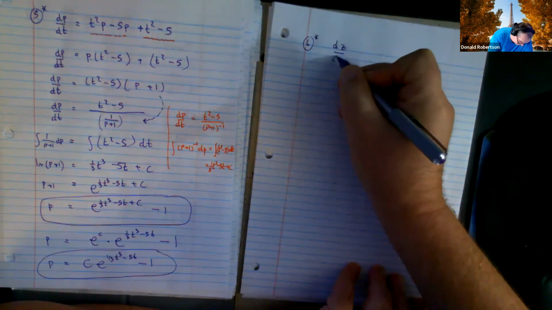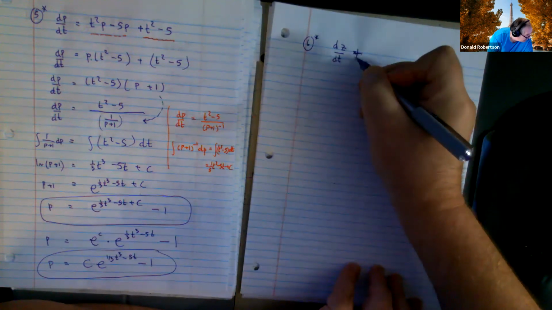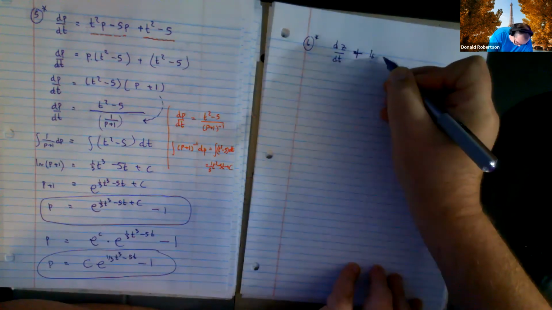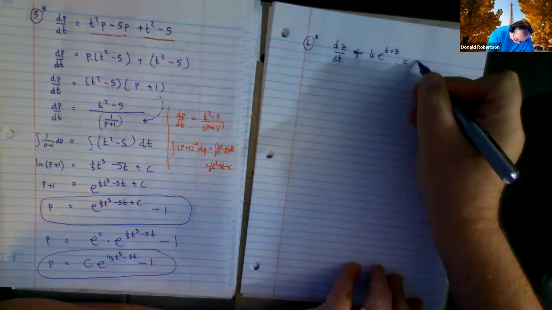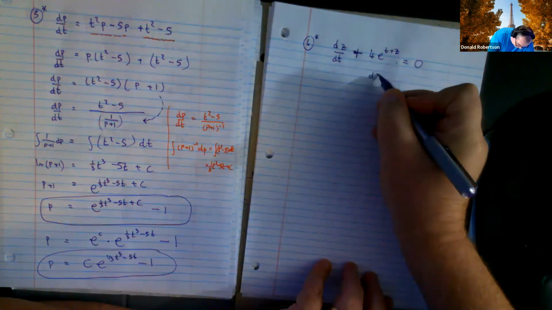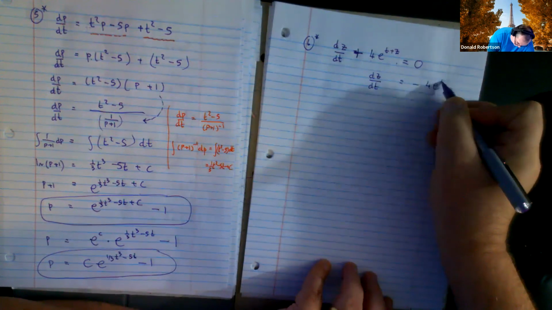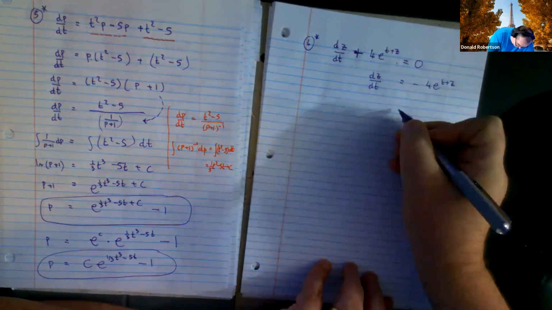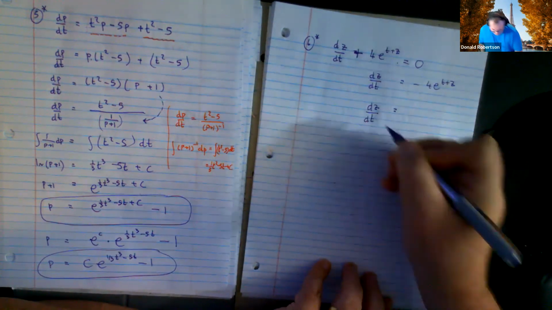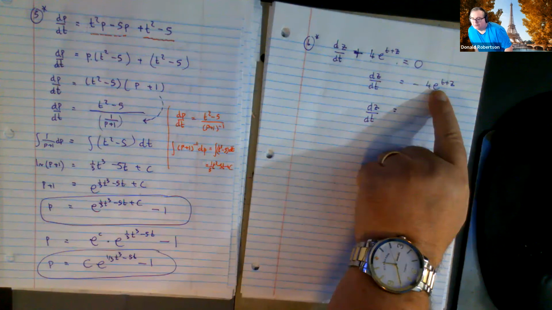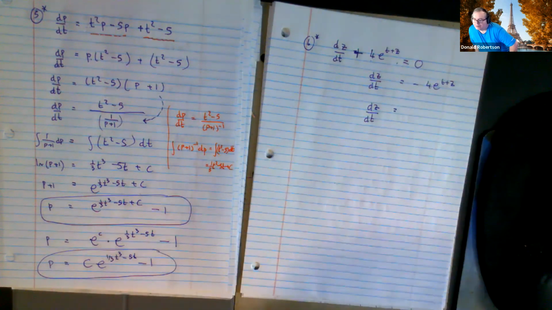We have dz/dt = -4e^(t+z), which is to say dz/dt + 4e^(t+z) = 0. Well, the first step, I think, is pretty obvious. But the next step is less obvious. This expression, negative 4e to the t plus z, isn't really separable yet.